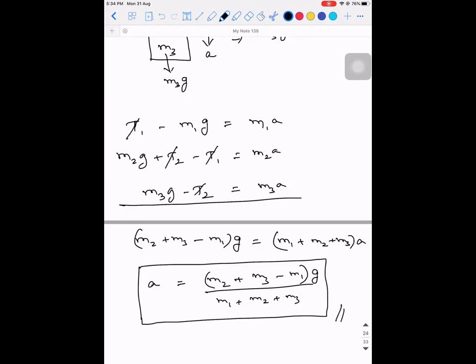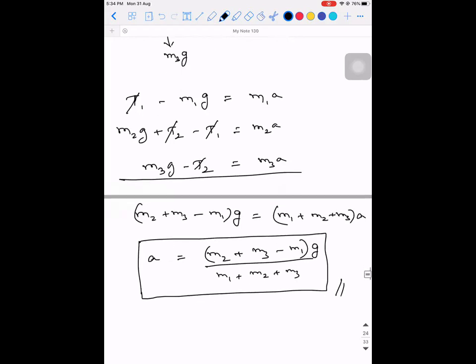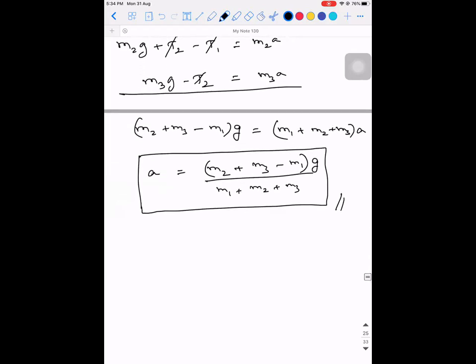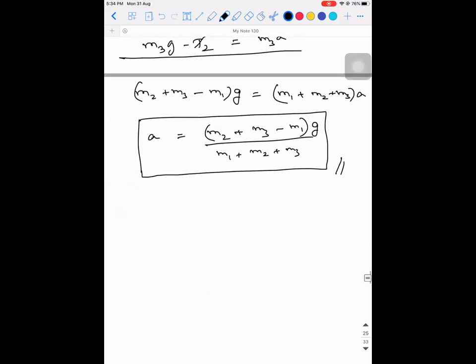Sir, for n number of blocks, is it possible to find it? Yes, it is possible.